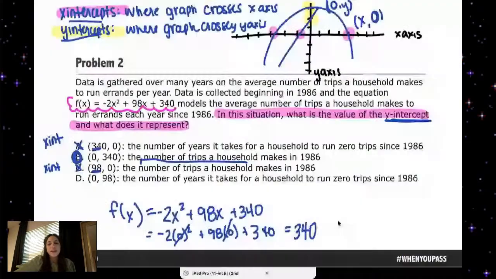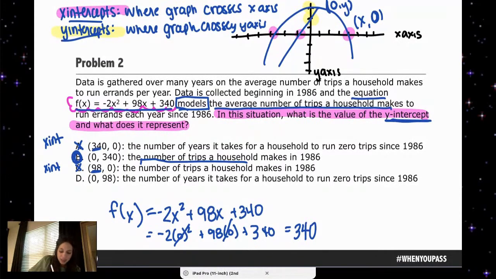So we know that it is the number of trips a household makes. Why? Because let's go back to the words. It sounds super complicated, but the problem helps. So data is collected and the equation here models. This equation tells us the average number of trips a household makes. That's your f of x. Since 1986, that is your x, your time.